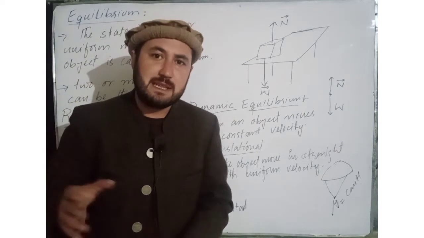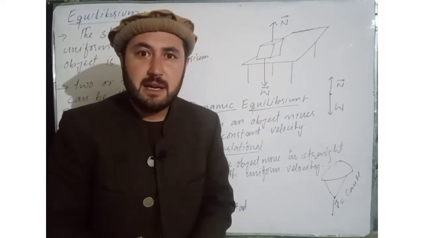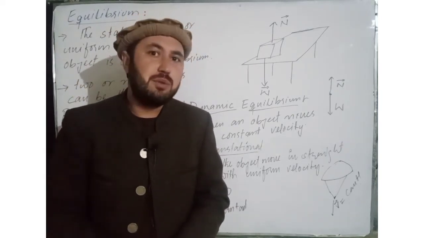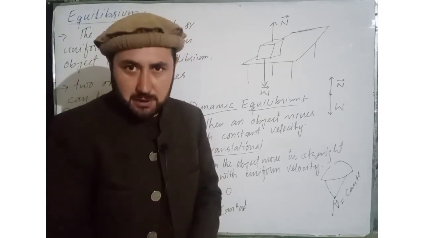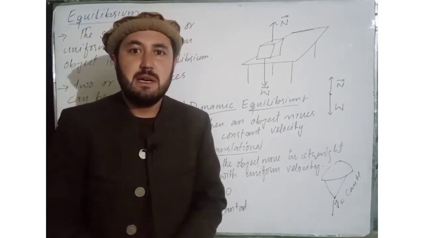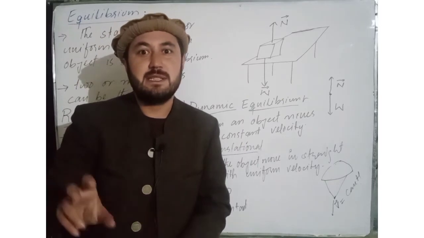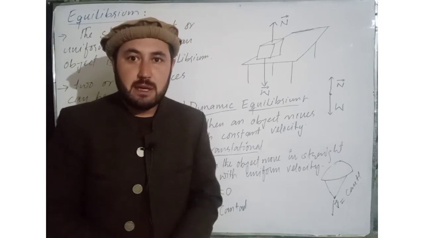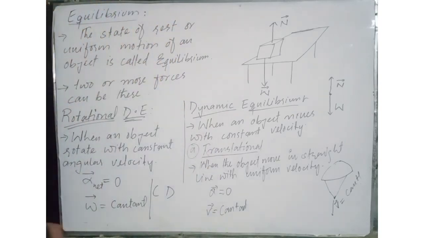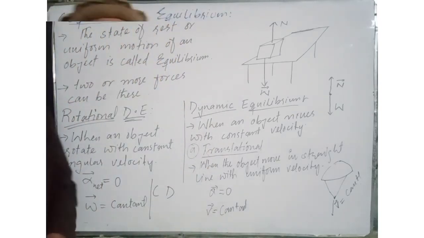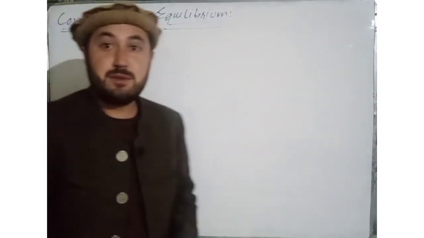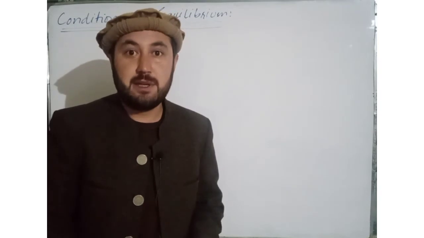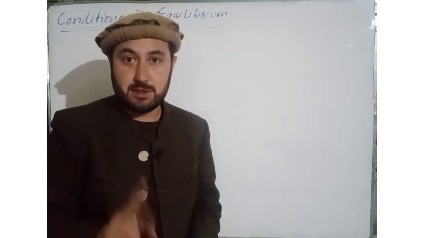Now, as we discussed, even if an object is in equilibrium, there can be many forces acting on it, right? How are we going to satisfy the conditions necessary for maintaining static or dynamic equilibrium? So, let's move towards the conditions for equilibrium. Dear students, what are the necessary conditions to maintain a complete equilibrium? There are two conditions, and we are going to discuss both.